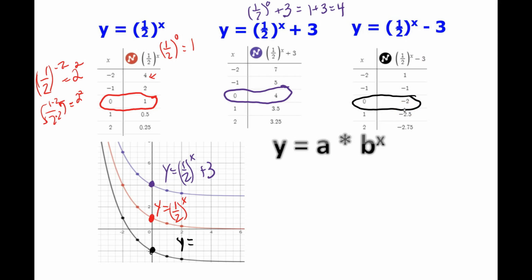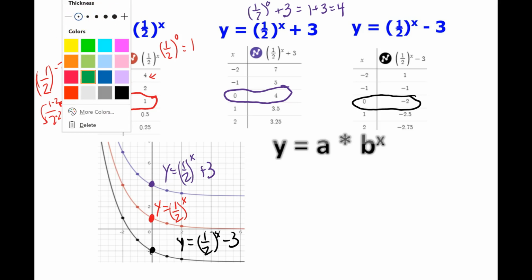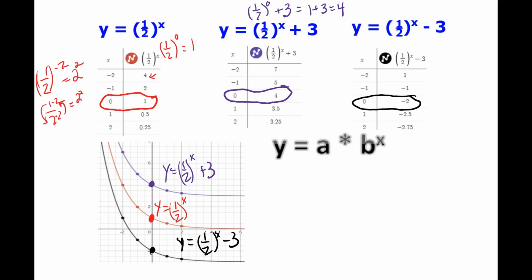And we get y is equal to 1/2 to the x power minus 3. Notice that adding on 3 shifts it up. Subtracting 3 shifts it down. Okay, down 3. And we're going to talk more about why it curves like this in just 1 minute. All right, so that's the gist of the exponential functions.